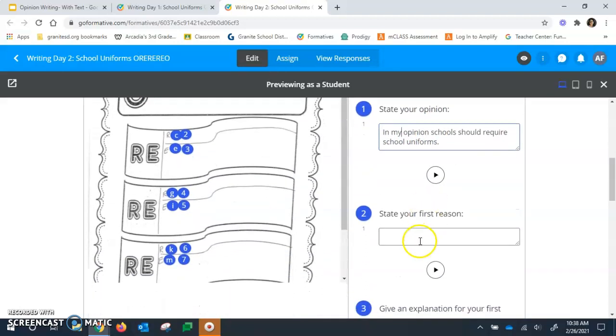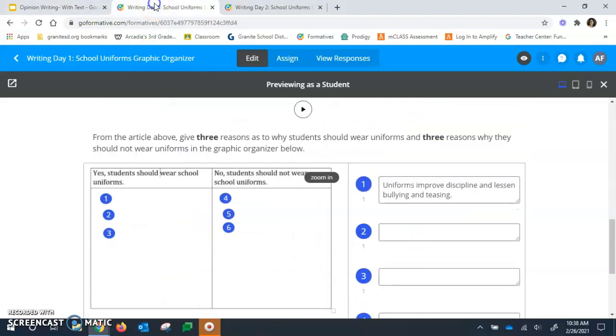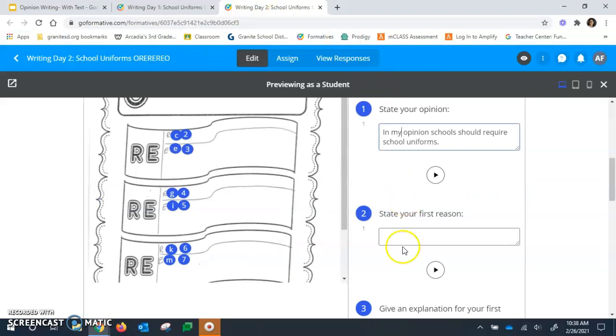So we have to state our first reason. Well, you came up with the reasons over here. I only came up with 1, but you had 3. And I said uniforms improve discipline and lessen bullying and teasing. So that's my first reason. First, uniforms improve discipline and lessen bullying and teasing.